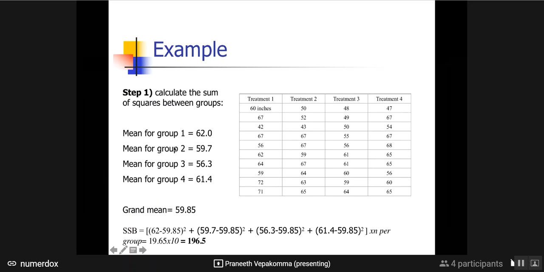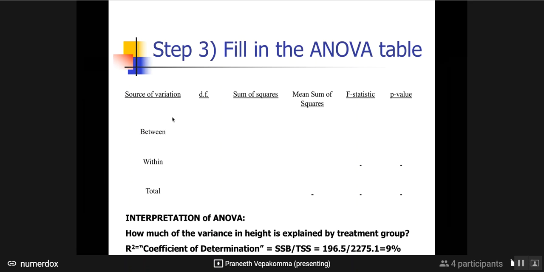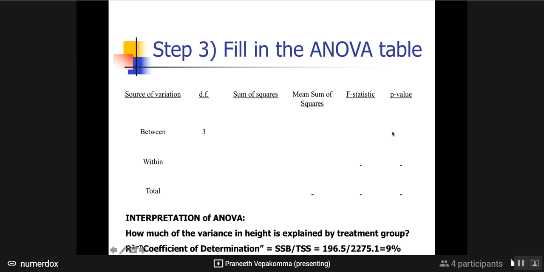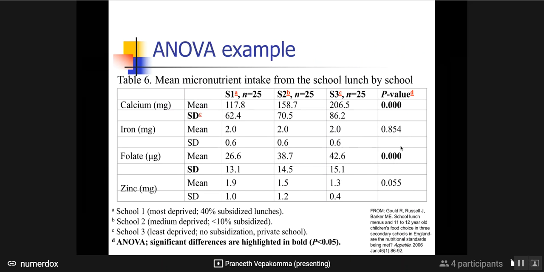So he computed the means for individual groups, grand mean, between group variance, then within group variance. Then he populated all these numbers. Then he knew the F statistic. Yeah, this is a good version. He computed everything, and then he figured out whether they are the same or whether they are not based on the p-value.